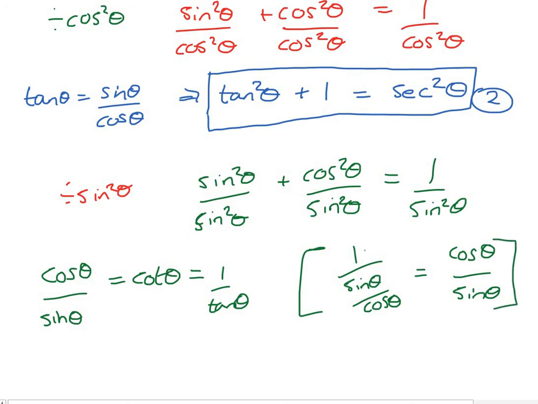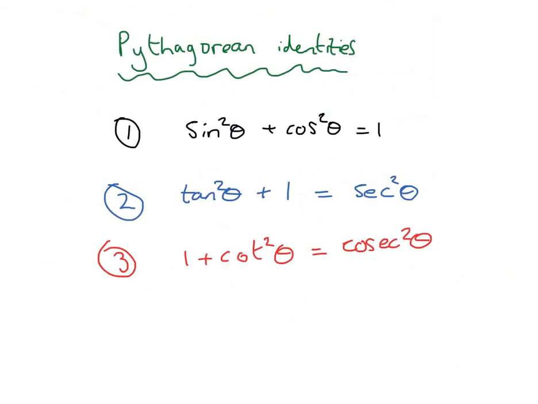Great, so again we can simplify this up. Sine squared theta over sine squared theta is 1. Cosine squared theta over sine squared theta is just going to be cot squared theta. And finally, 1 over sine squared theta is going to be cosec squared theta. Great, so that's our third equation. Okay, fantastic. These are our 3 Pythagorean identities.